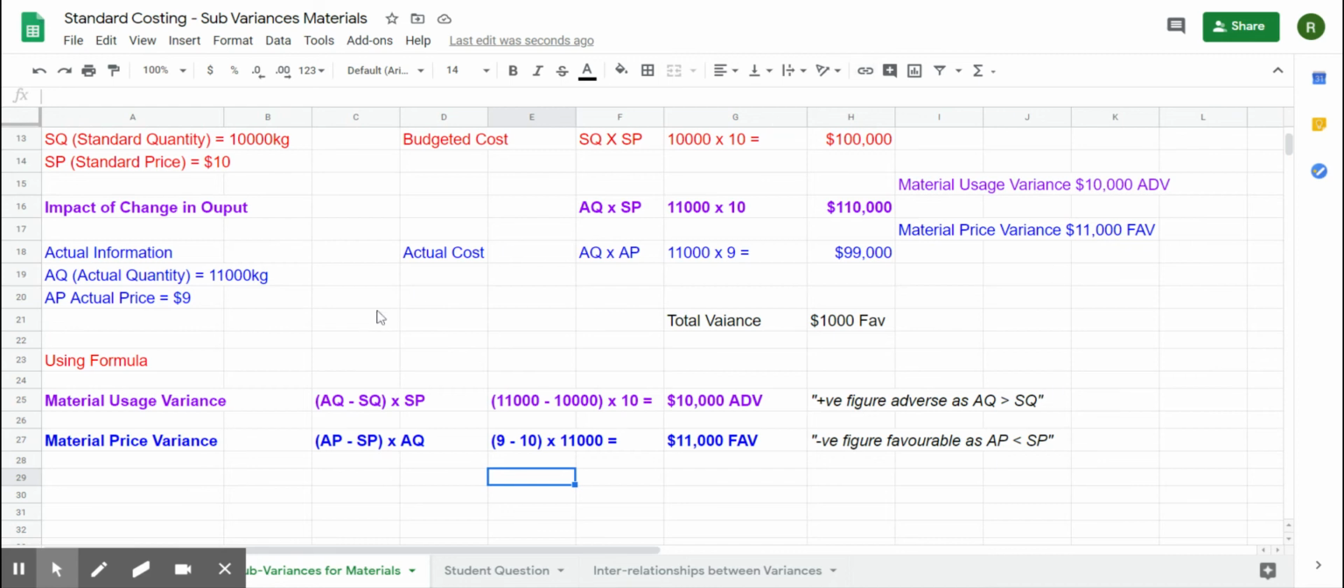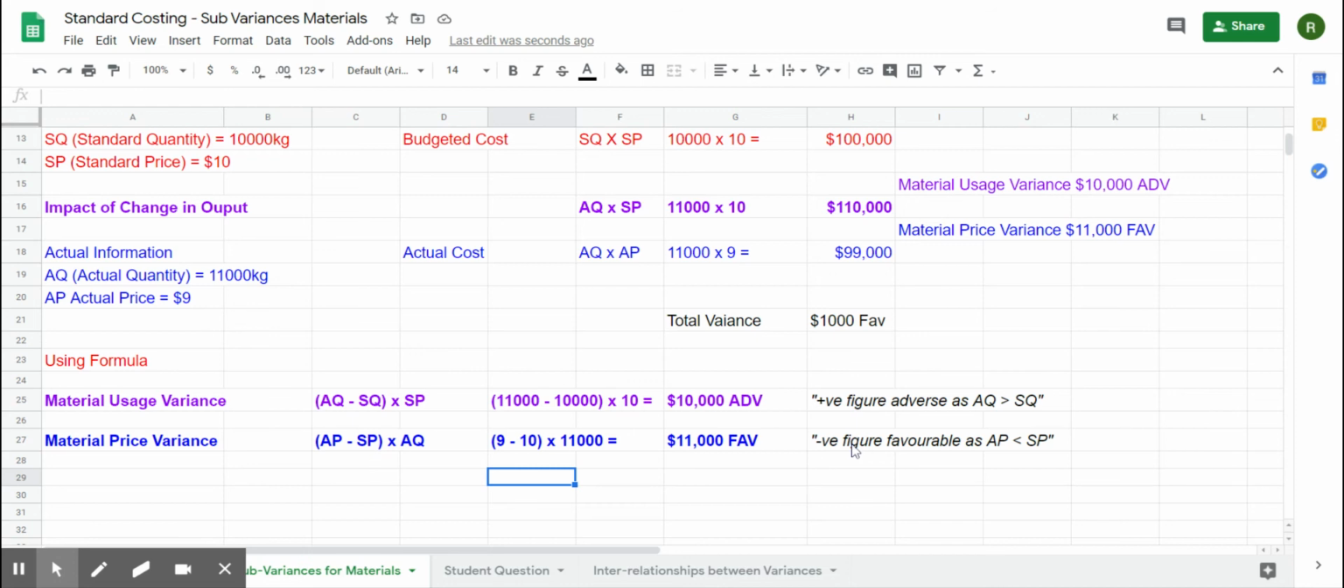It's not wrong to do the bits and brackets the other way around. You'll see it both ways in textbooks. I've chosen to write the formula out this way because normally this is the way that it appears in the mark schemes for Edexcel. I know in other boards it sometimes appears as standard quantity minus actual quantity times standard price, and standard price minus actual price times actual quantity. And that's why I've sort of put here this note.